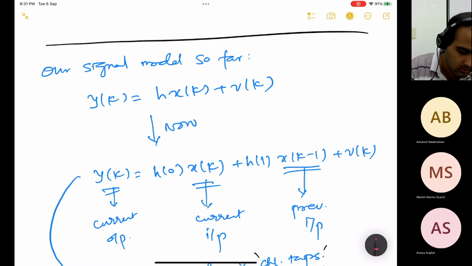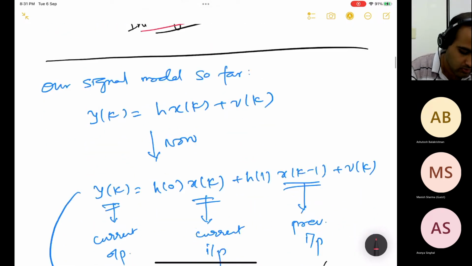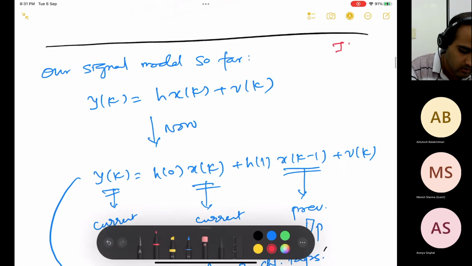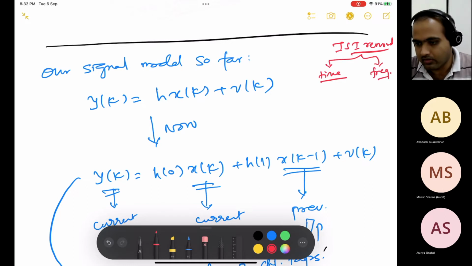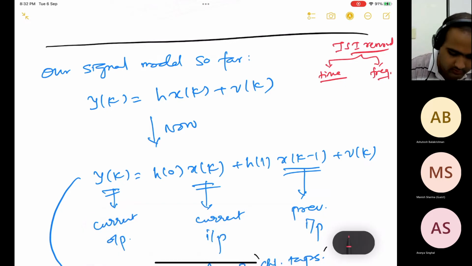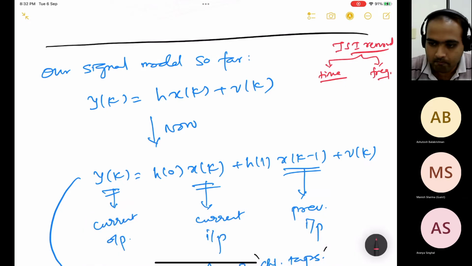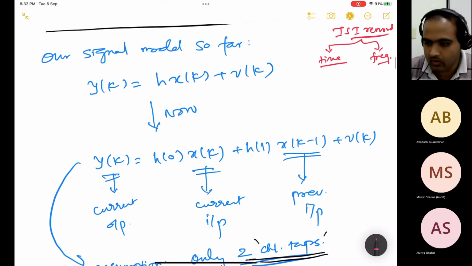There are broadly two ways of removing ISI. One is in the time domain, which we'll be seeing in this class, and then we have the frequency domain, which is OFDM, orthogonal frequency division multiplexing. That is in the upcoming weeks. So in the time domain, we'll see how we can mitigate the ISI.